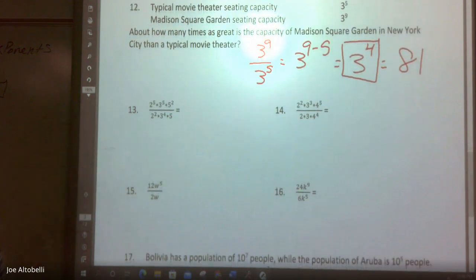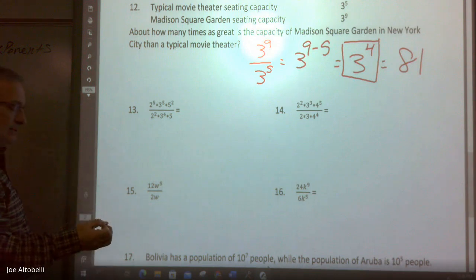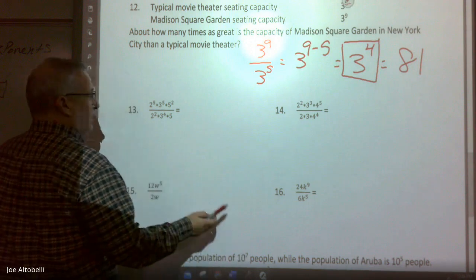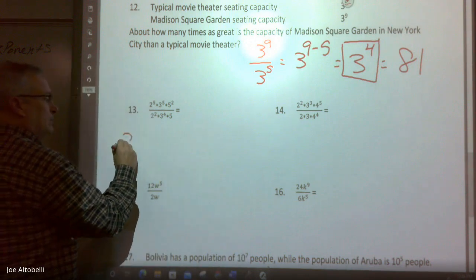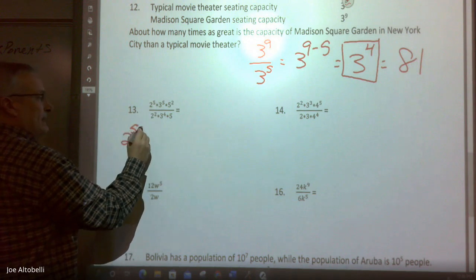All right, so here. First of all, remember, you have to look at the bases. So I have a base of 2 and a base of 2. So I can do 2 to the 5th and then minus 2.